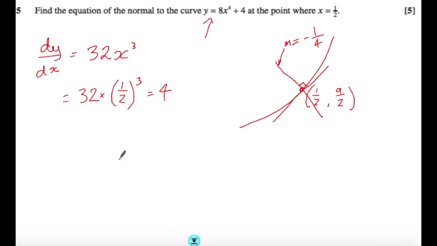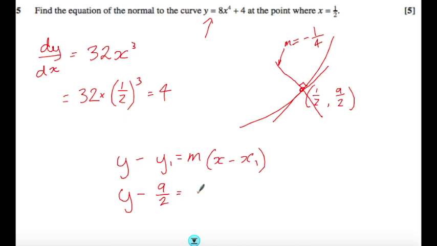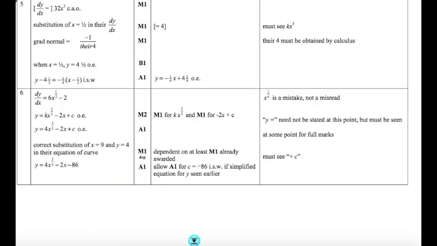So the equation of the normal, we can do y minus y1 equals m times x minus x1. So we'll have y minus 9 over 2 equals minus a quarter times x minus a half. And then there's nowhere that says we need to put it in a certain form, so I think we can leave it like this. Let's see what they think. Yeah, so they've left it like that there.